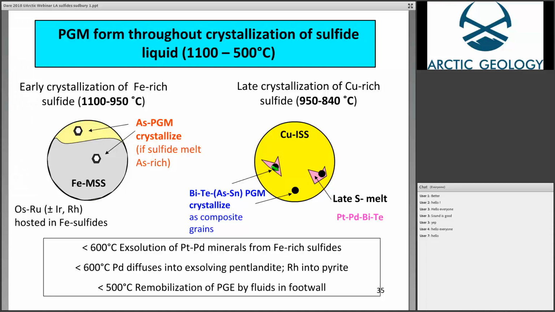And then because they're in the footwall veins, fluids can pass through those and hydrothermally remobilize them, dispersing them into the footwall. Then at lower temperatures, 600, when everything is solidified, you have exsolution of some platinum and palladium minerals from iron-rich sulfides. I didn't actually show that. I have another slide if anyone wants to see it. Palladium diffuses into the exsolving pentlandite. Rhodium, if pyrite is present and it contains arsenic, will partition preferentially into pyrite. And then I mentioned this remobilization of PGEs by fluids into the footwall. I'll leave it there as a summary slide of my work at Sudbury.